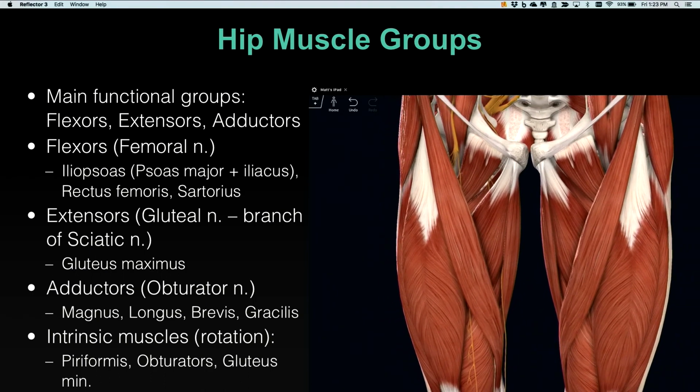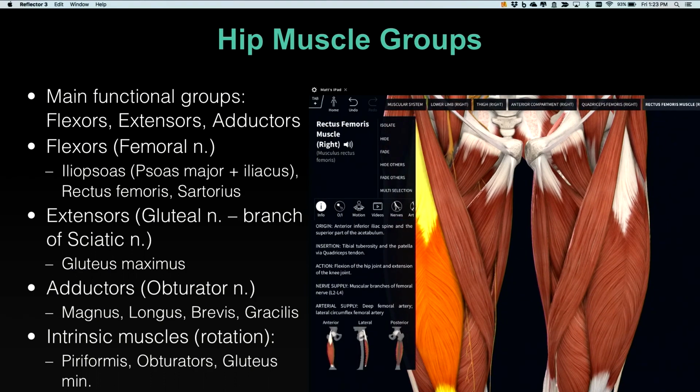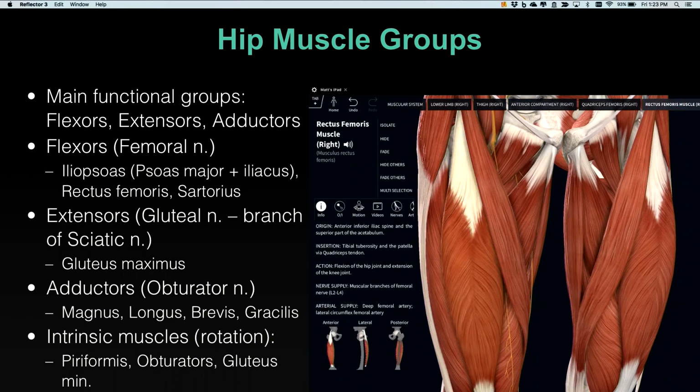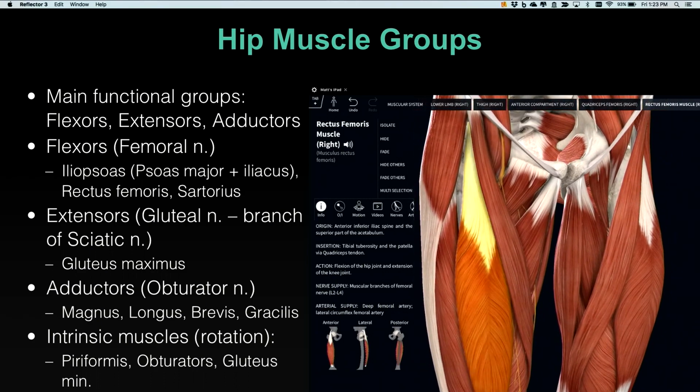Other muscles that will flex the hip, first and foremost, Rectus Femoris, one of the heads of the quadriceps, which we know is the main knee extensor. We'll get to those in the next section, but it also has a hip flexion action because it spans two joints. It spans the hip joint and the knee joint, so it can articulate both of those joints.